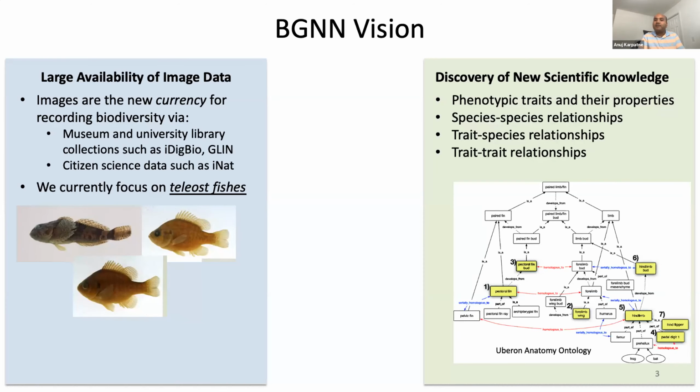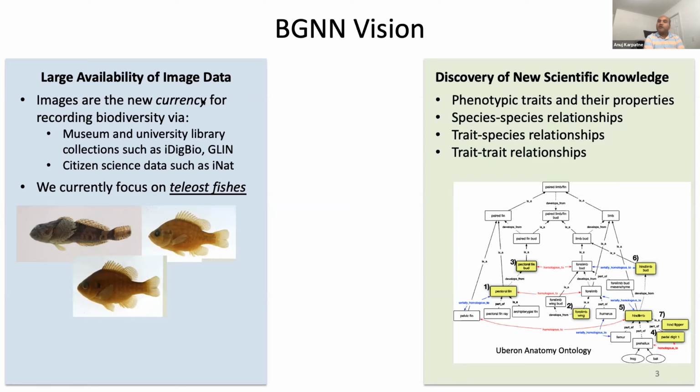So in many biological problems, we are working with 2 separate compartments of resources or knowledge, right? On one side, we have resources available in the form of image data, which is growing by the order of millions in many biological applications. For example, in biodiversity research, we have so much of images that are being collected from different sources. We have data that is being collected from museum and university library collections. For example, iDigBio, GLIN. These are established networks of recording data in the form of images.